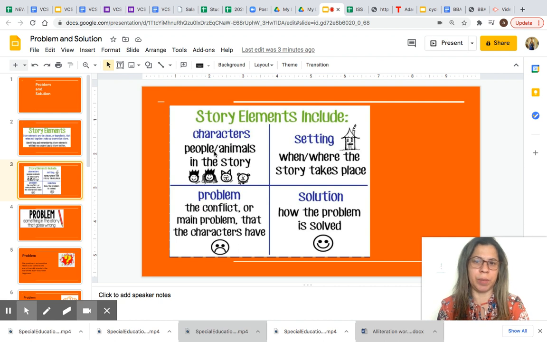Characters: people, animals in the story. Setting: when, where the story takes place. Problem: the conflict or main problem that the characters have. Solution: how the problem is solved. In this lesson, we are going to focus on problem and solution.